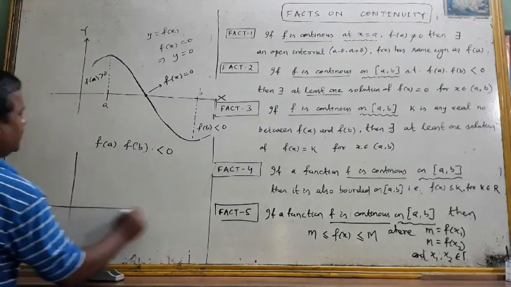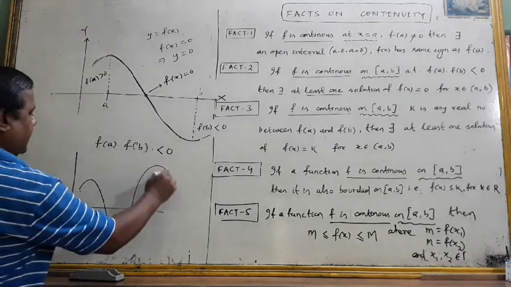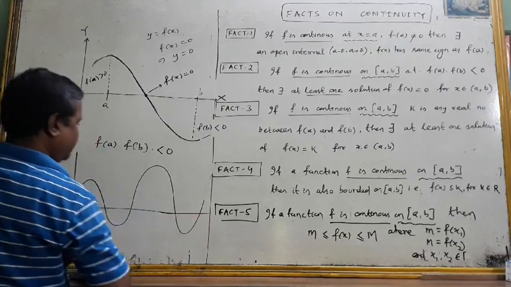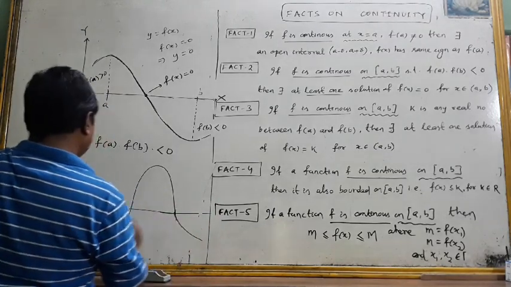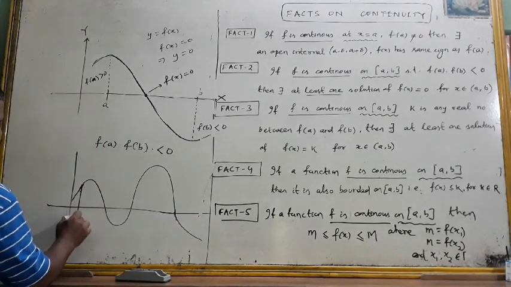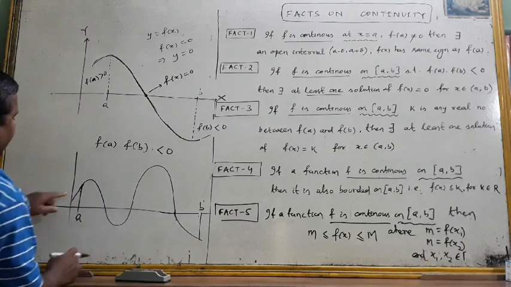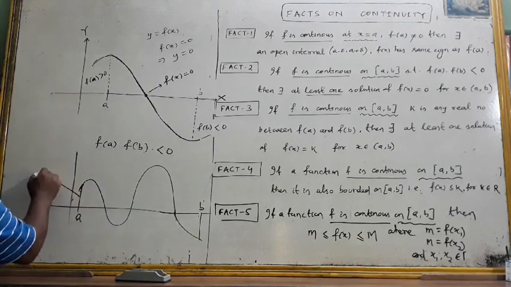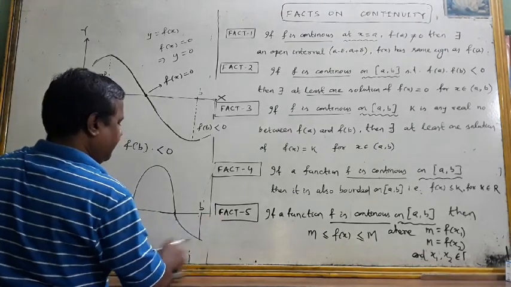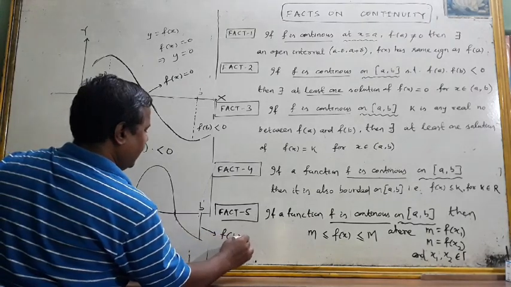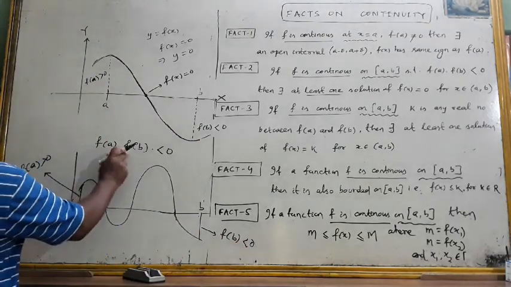Why is it "at least" and not exactly one? Suppose this is the figure. Look at this figure. This is f(a), this height, and this is f(b) at b. Here f(a) is positive and f(b) is negative. So what is f(a) times f(b)? Positive times negative, the result is negative. f(a) times f(b) is negative.